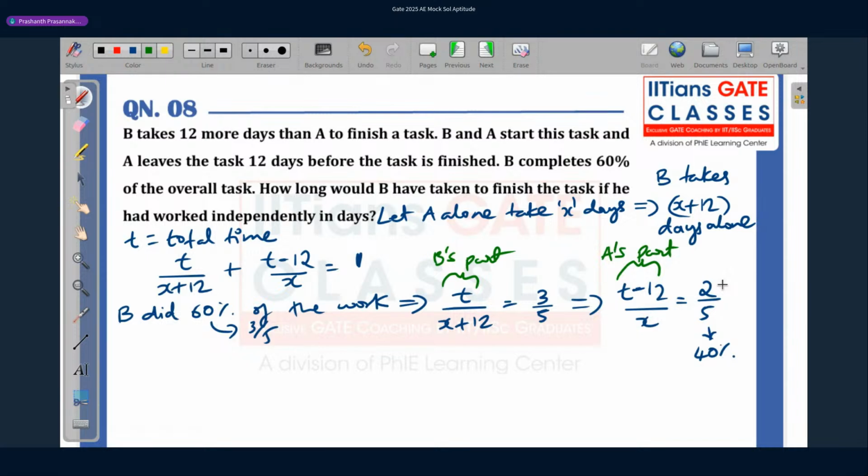Any doubts, Sakshi? 40% is done by both A and B. The keyword over here is overall. He has worked throughout, but he has done 60% of the work. He has left in between, but still he has done his part, which is what B has not done, that is 40%.